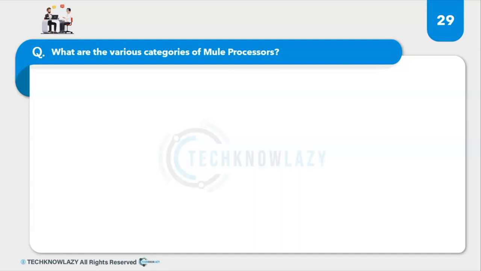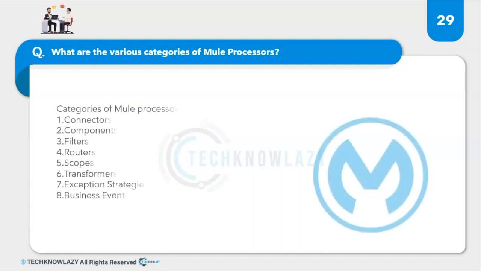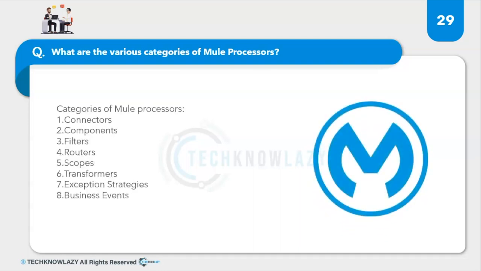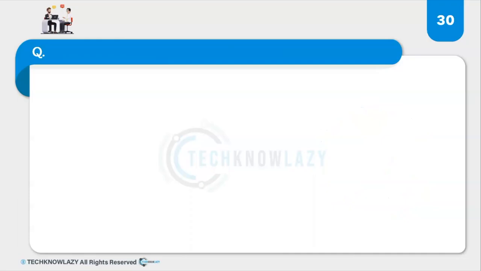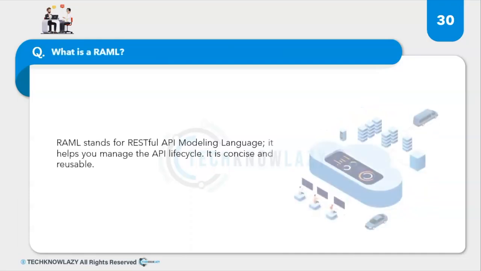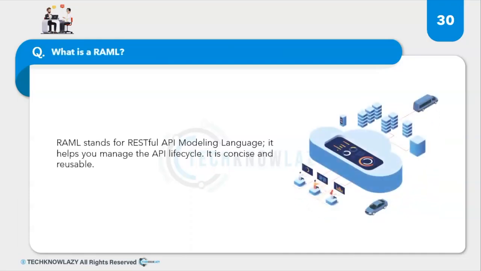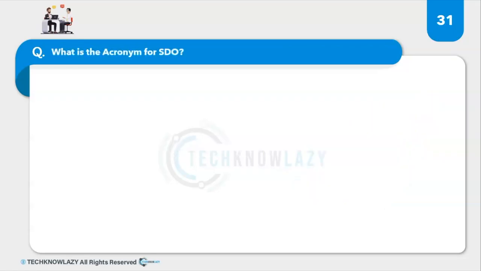Now the 29th question. What are the various categories of Mule processes? So the various categories are connectors, components, filters, routers, scopes, transformers, exception strategies, business events, and much more. Now the 30th question. What is RAML? RAML stands for RESTful API Modeling Language. It helps you manage the API lifecycle. It's concise and reusable.